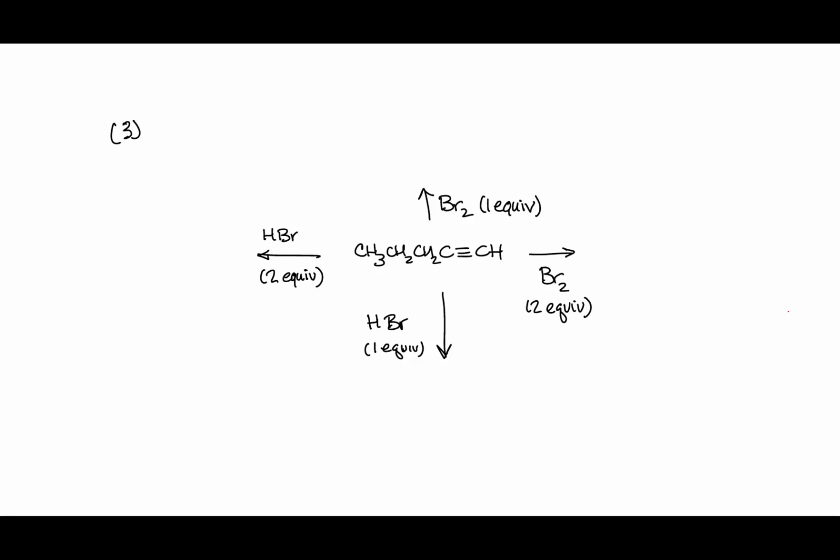So we need that for triple bonds. HBr, I can add 1 or 2 equivalents. The difference between a double bond and a triple bond is that a triple bond has 2 pi bonds, so I can add twice as much stuff. Same rules apply though. Markovnikov, 100% cis, 100% trans. If it goes through a carbocation, it's 50-50. So these are some reactions that we can do.